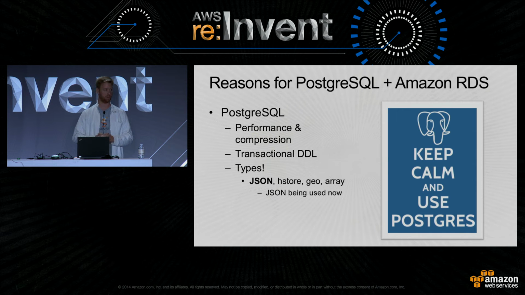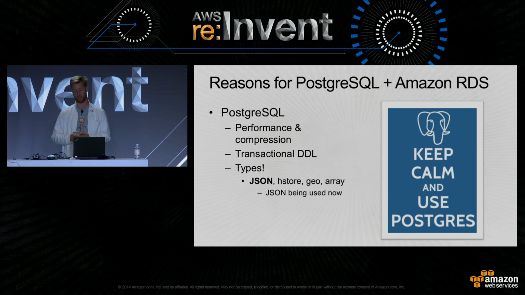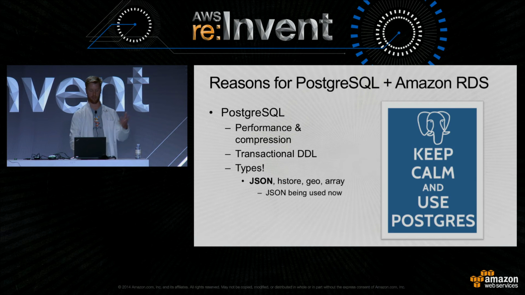The type system in Postgres is really pretty cool. They have JSON, HStore, which is a dictionary format, Geo, which is powered by PostGIS, and arrays. For us, JSON was really important because that's how some of our jobs get declared. So part of our schema has a JSON-based part to it.